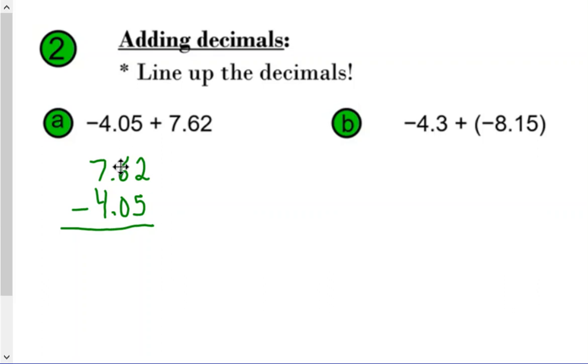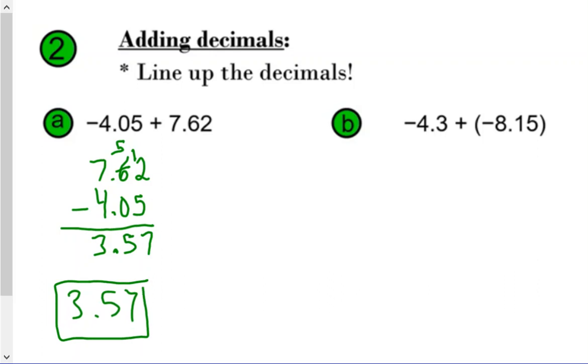2 minus 5 we can't do, so we need to borrow. This becomes a 5, this becomes 12. 12 minus 5 is 7. 5 minus 0 is 5. Bring down our decimal. And 7 minus 4 is 3. And then we are going to use the sign of the larger number, which again is that 7 62/100ths. So our answer is going to be positive. So it's a positive 3.57.